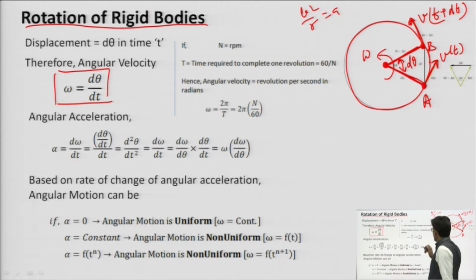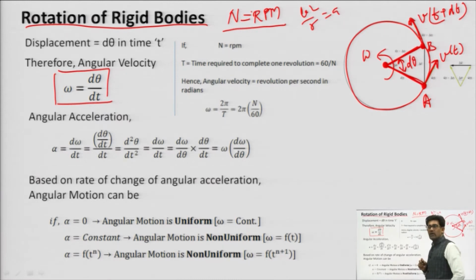Say the RPM is n. If a body is moving with RPM n, RPM means revolutions per minute. So, the number of revolutions per second will be how much? It will be n by 60.